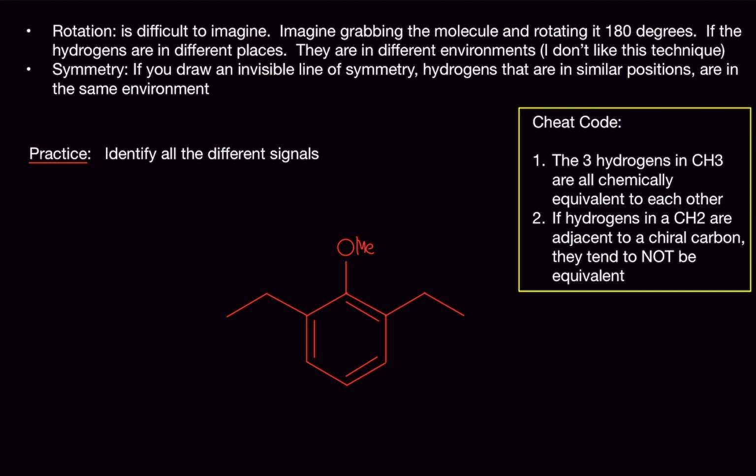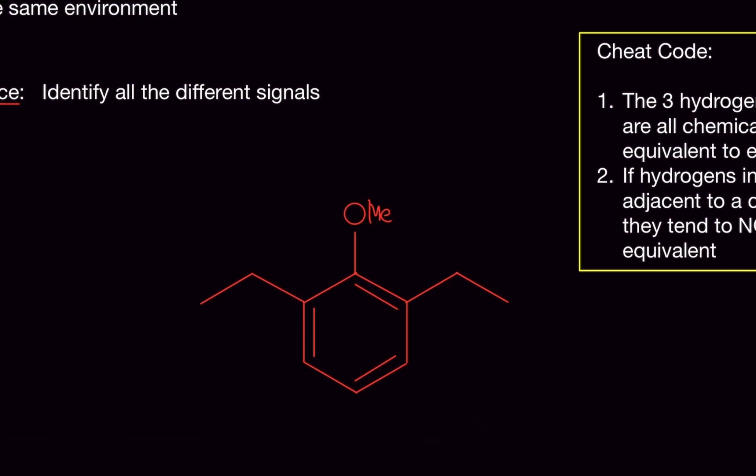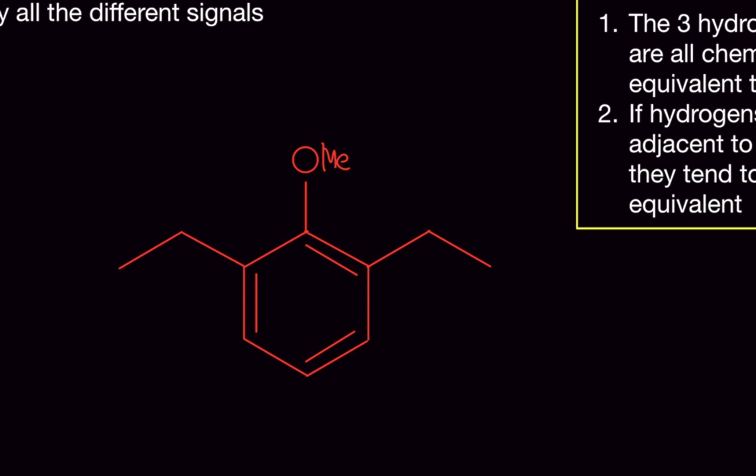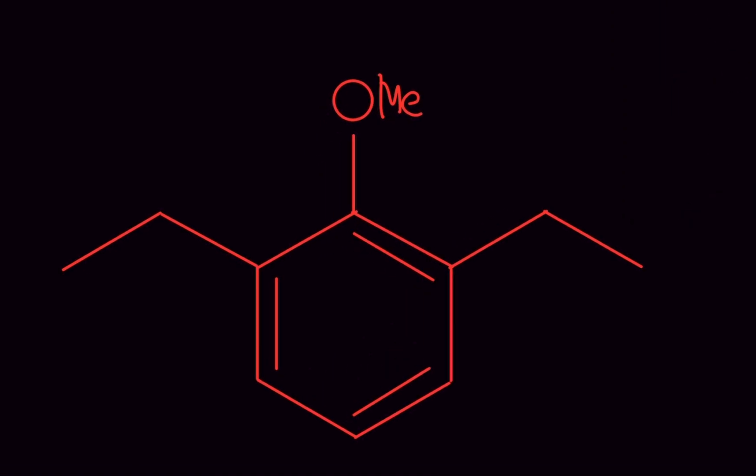So I just like to use symmetry. If there is symmetry in the molecule, the hydrogens can exhibit the same chemical environment. If there is no symmetry, the hydrogens will exhibit different chemical environments. So let's identify the different signals in this molecule. The first thing you need to do is identify all the hydrogens. So let's draw in all the hydrogens. This is the first step you need to do.